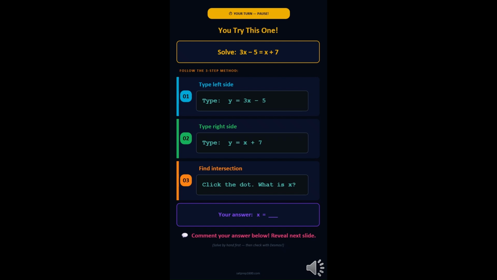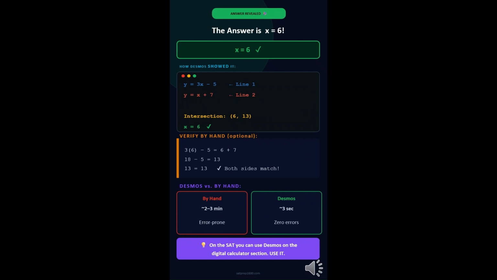Your turn. Pause this video right now. Y equals 3x minus 5. Y equals x plus 7. Find the intersection. Drop the answer in the comments. Time's up. The answer is x equals 6. If you got it, congrats. You just unlocked the Desmos cheat code. If you didn't, now you have it forever.